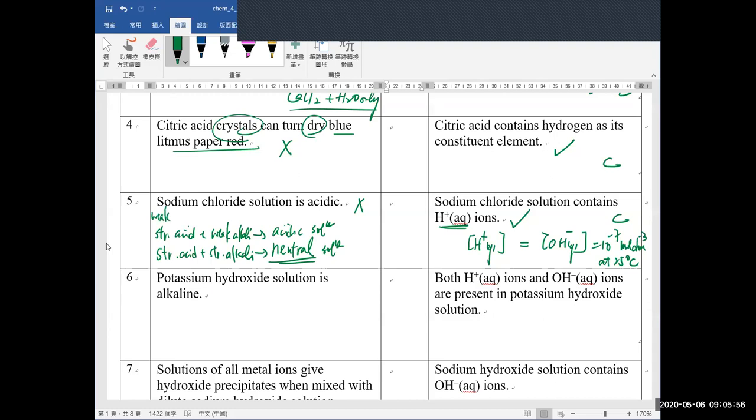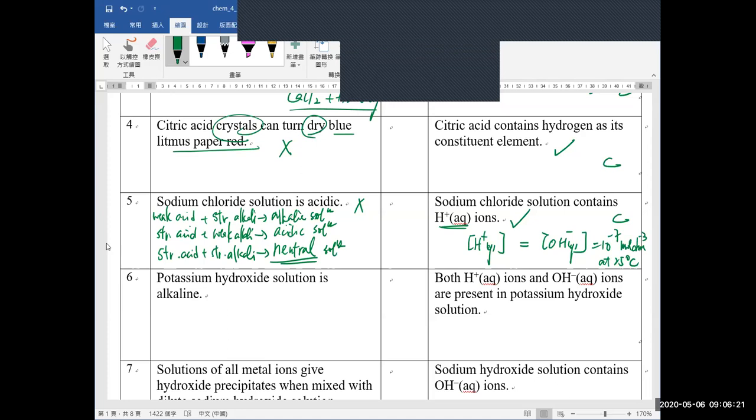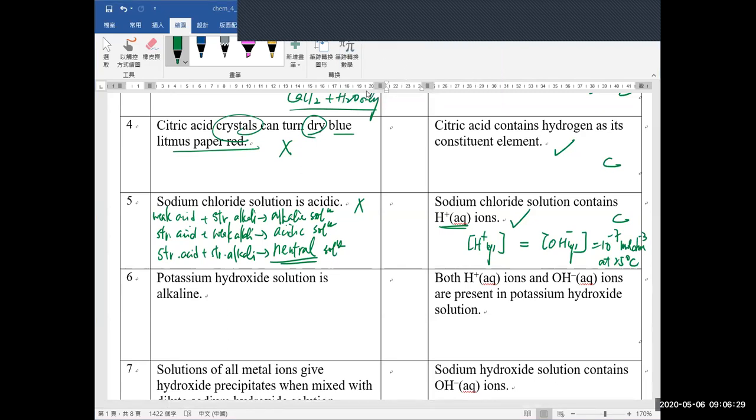While for the reverse, a weak acid reacting with a strong alkali normally gives an alkaline solution as a product. How about a weak acid with a weak alkali? The answer is it depends. It depends on the acid or the base dissociation constant. So it is something about equilibrium, and it may be a bit out of the scope in your DSE exam. But this is a general rule of thumb. We'll talk about this.